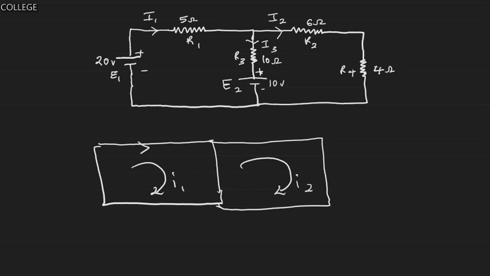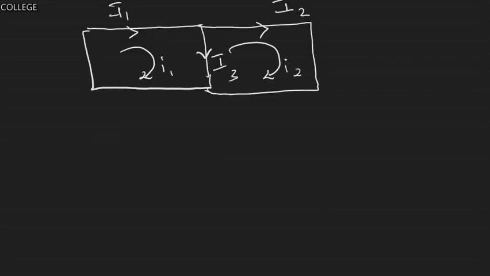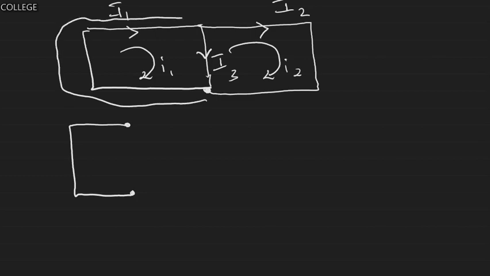Now, these are the branch current i1, branch current i3, and branch current i2. The branch current i1 starts from this point here up to this point here. So this branch current i1 is simply the same thing as mesh current i1, which you have to be 1.5 ampere.